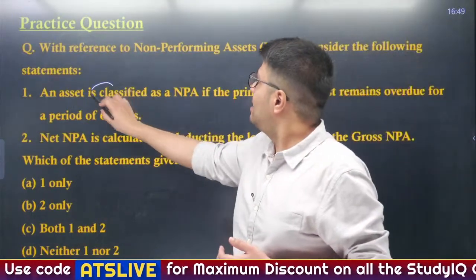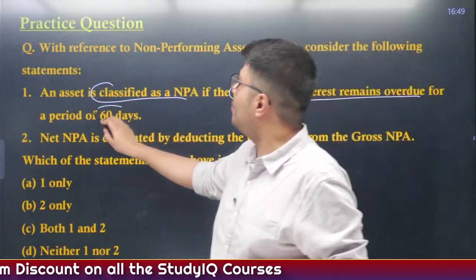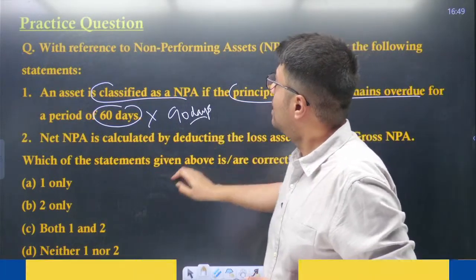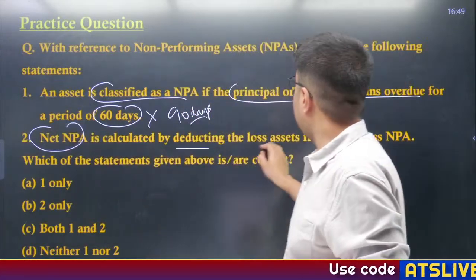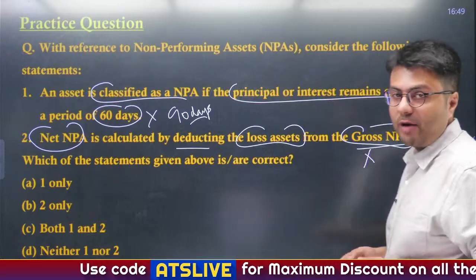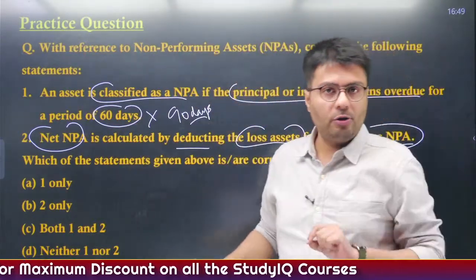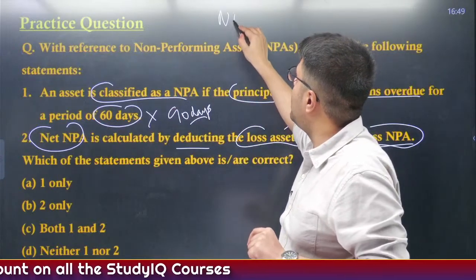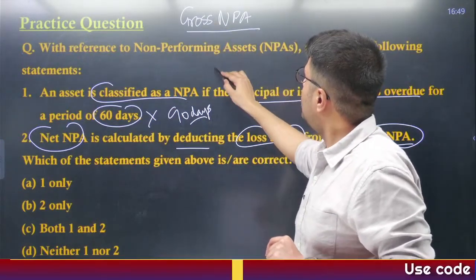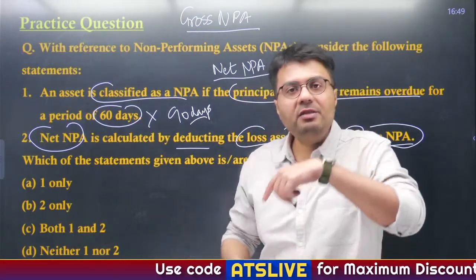Well, an asset is classified as an NPA if the principal or interest remains overdue for a period of 60 days. This is incorrect. I have told you this is a period of 90 days. Net NPA is calculated by deducting the loss assets from gross NPA. Well, this is incorrect. Why? Because the entire amount of money that is not returned to the bank is called NPA. So naturally, this is called gross NPA. Now, what is net NPA, right? Now, whenever banks extend you loans, right?